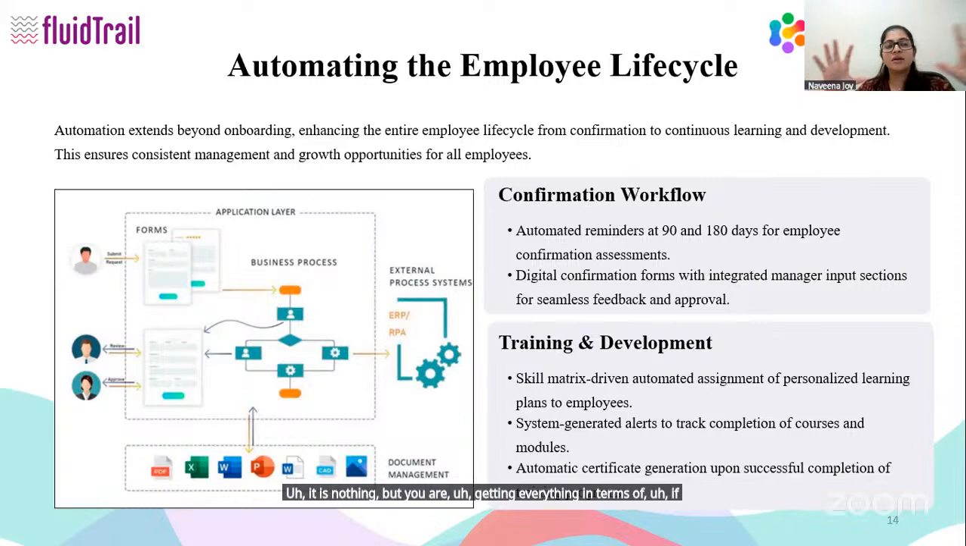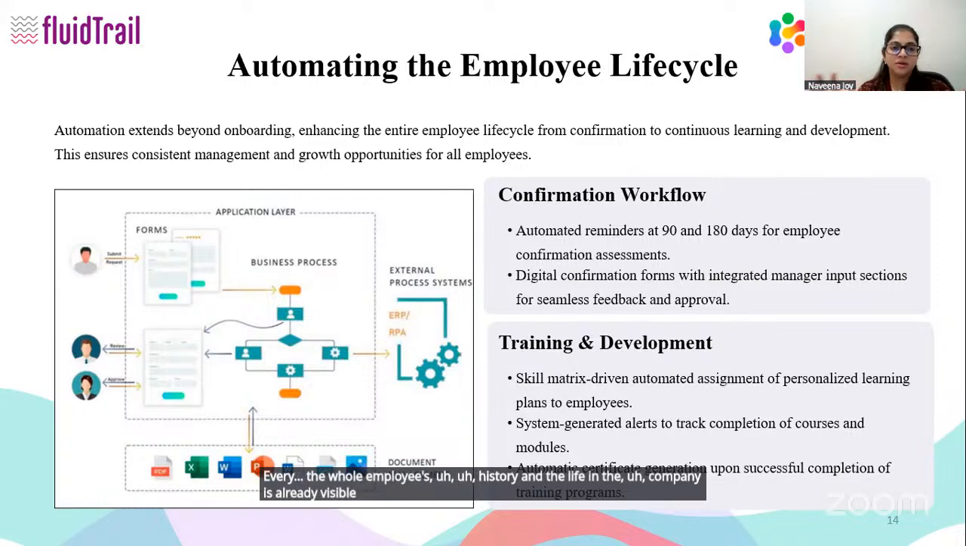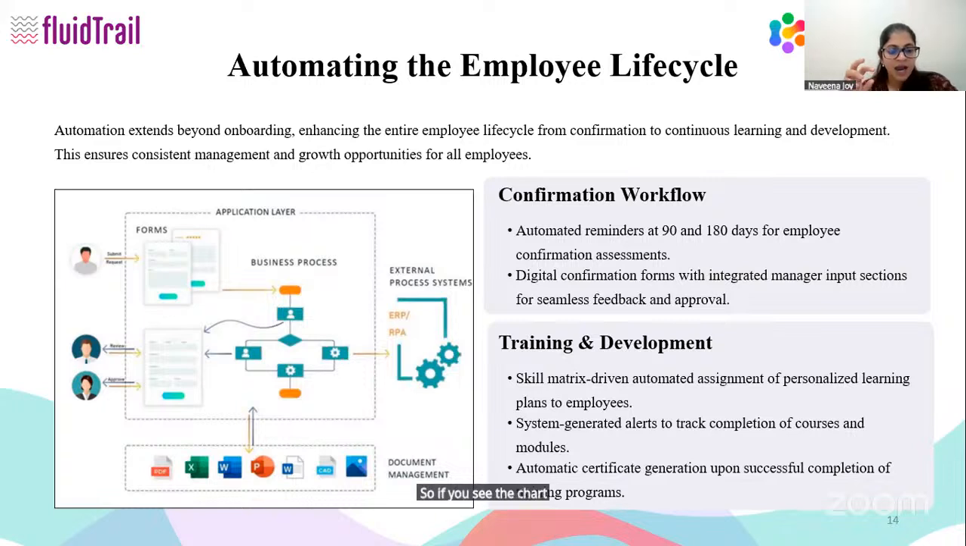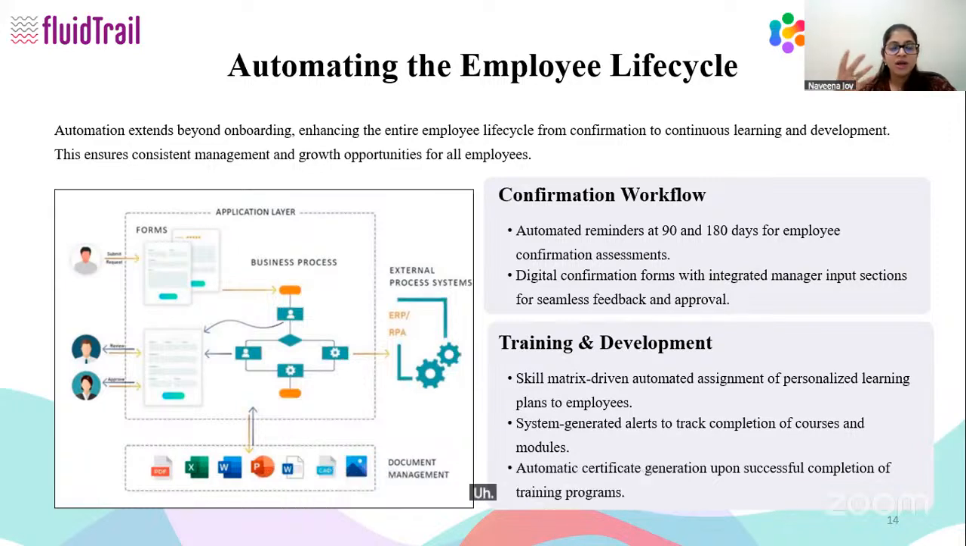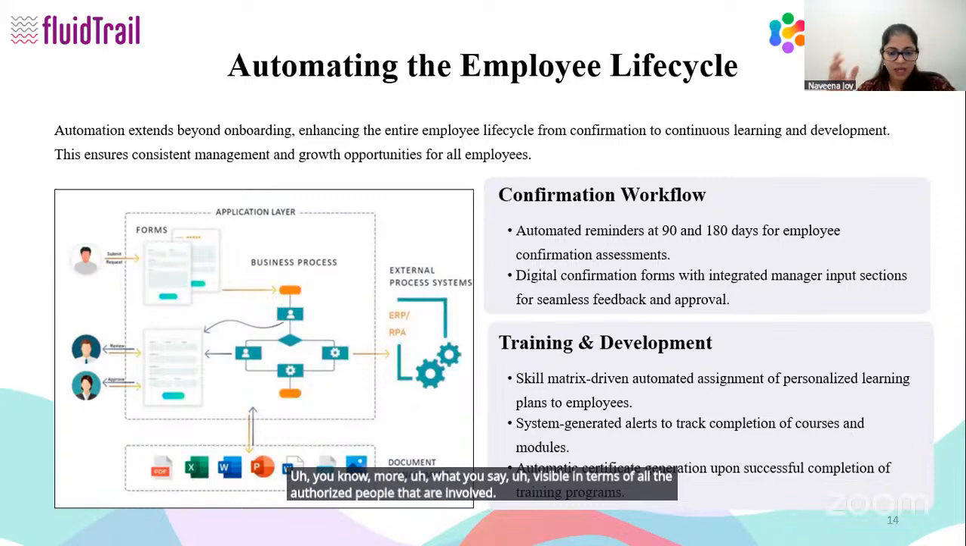Once you get these automated systems, the whole employee history and life in the company is already visible. If you see the chart over here and how things work, how the forms are filled, how the processes are there, how the external process systems get involved, everything becomes very feasible and more visible to all the authorized people involved. Next slide.